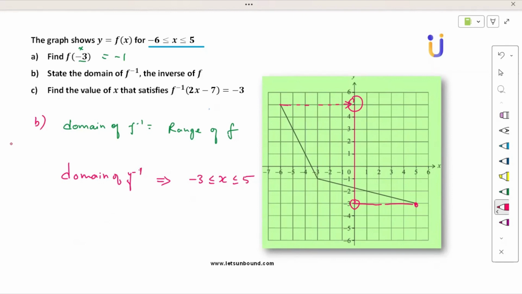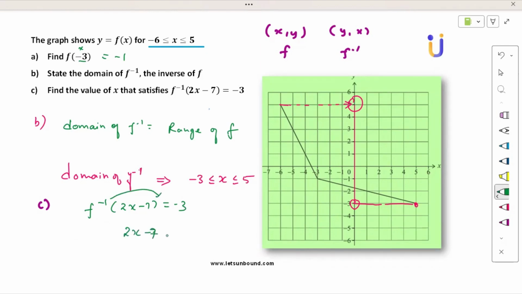Now, find the value of x that satisfies f inverse of 2x minus 7 equals minus 3. We have learned that if you have x comma y in your function f, you will have y comma x in f inverse. So f inverse of 2x minus 7 equals minus 3. When you take f inverse to the other side, it becomes f. So 2x minus 7 equals f of minus 3. We already got it, it's minus 1.